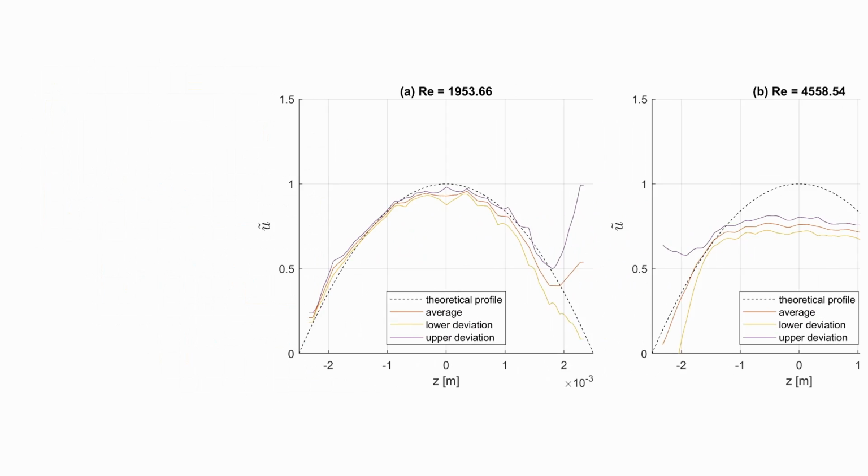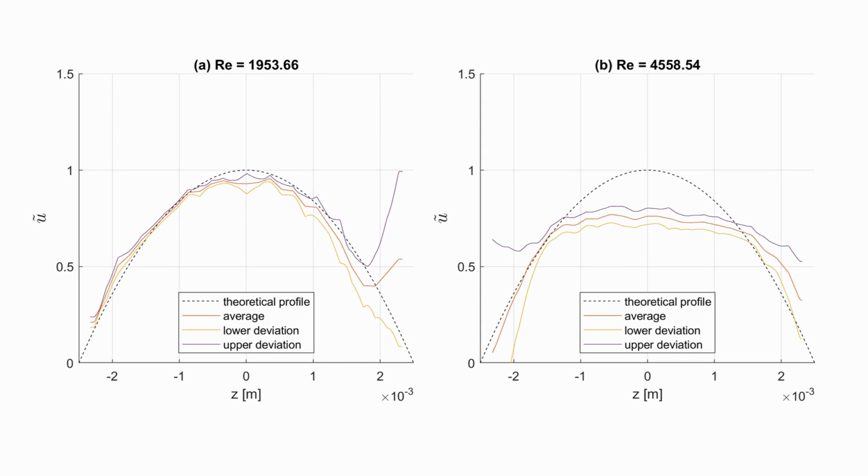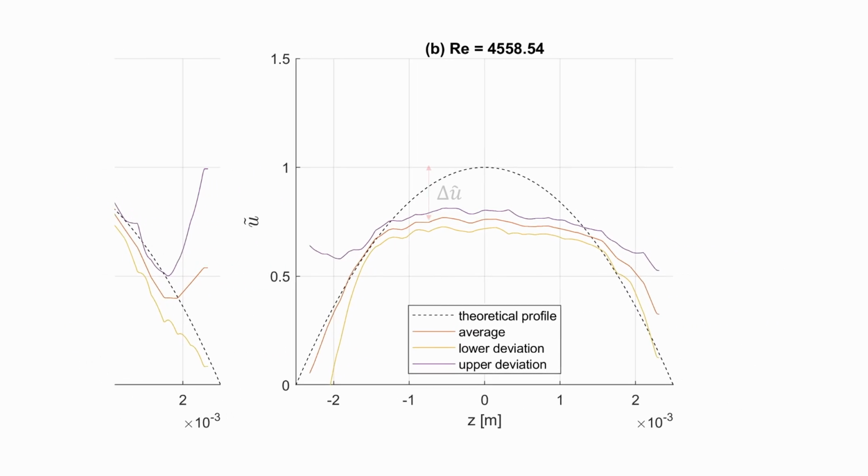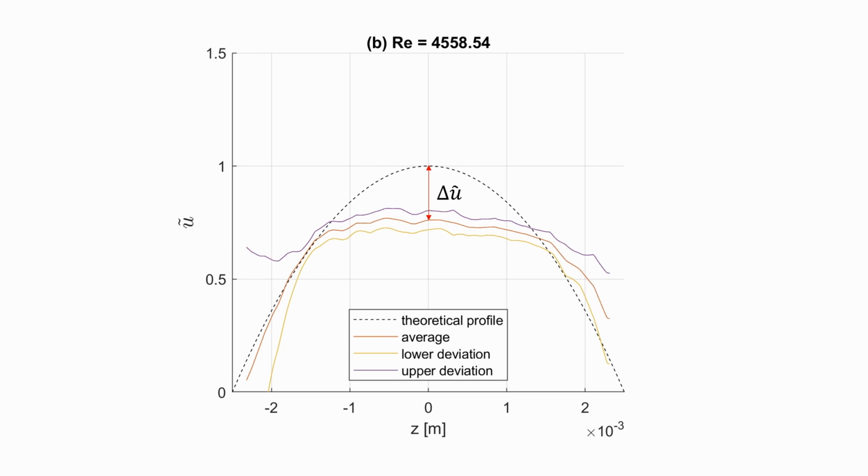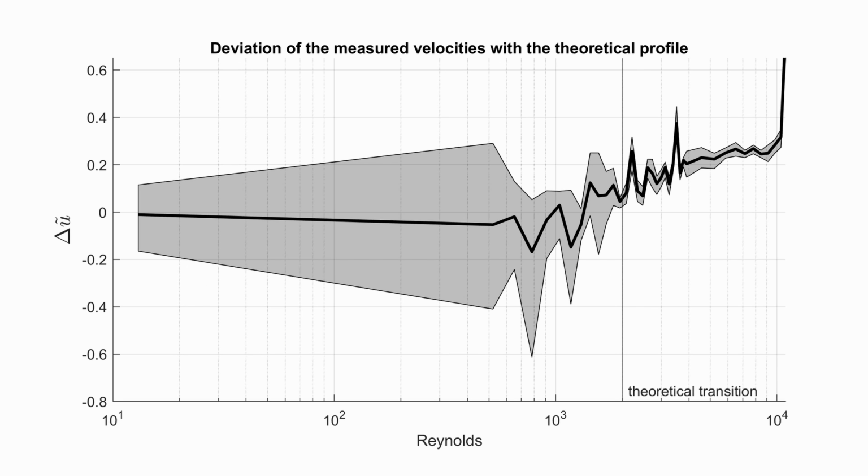If we then compare the normalized test results of Reynolds 1953 and of a higher flow speed, Reynolds 4558, we can see that the flow did not develop into a parabola. In other words, the flow cannot fully develop anymore. I call the difference between the measured velocity profile and expected velocity profile delta U. If I plot delta U for all the flow speeds, we get something like this. The black line is delta U and the gray band is the standard deviation from the average.